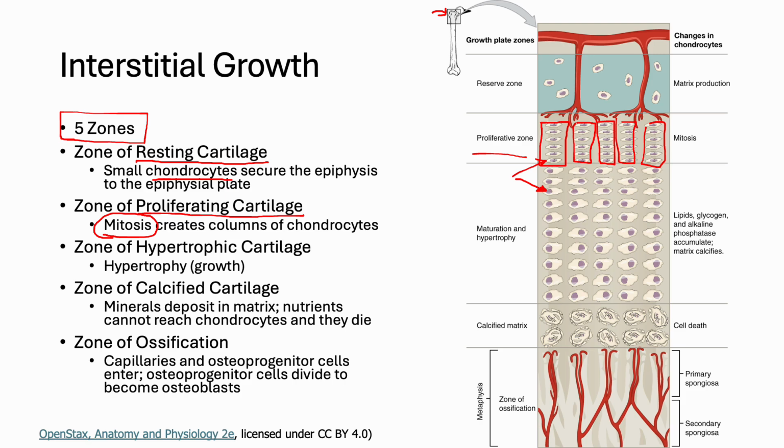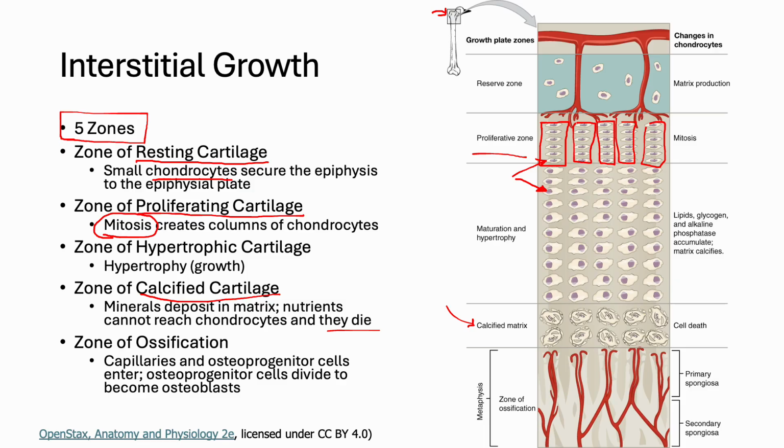Now, in the calcified cartilage zone, down here, we begin to see calcification, or mineral deposit, happening in that matrix. Just like we've seen in our other types of bone growth, once we have calcification, those cells don't get the nutrients and the oxygen that they need, and so the chondrocytes begin to die.